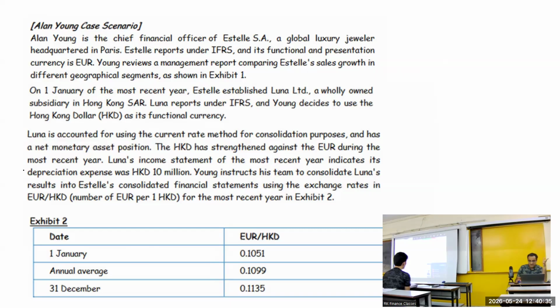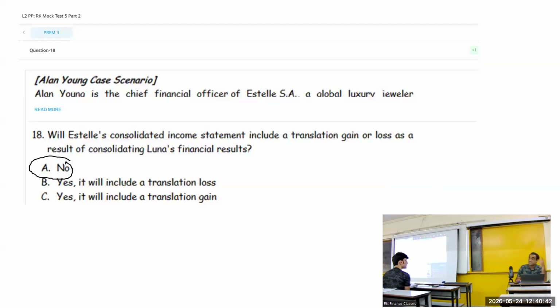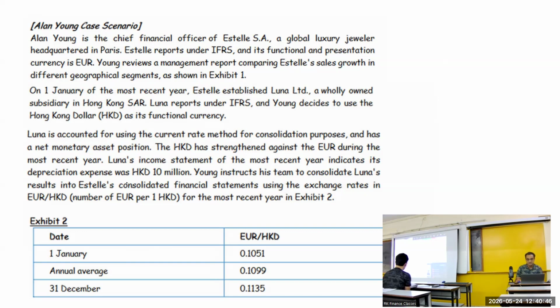If it were indicated somewhere that instead of the current rate we are going to use the remeasurement method, then the answer would be there's a remeasurement gain because assets are increasing more. I don't think there was any chance of remeasurement over here. So I think we will mark A.